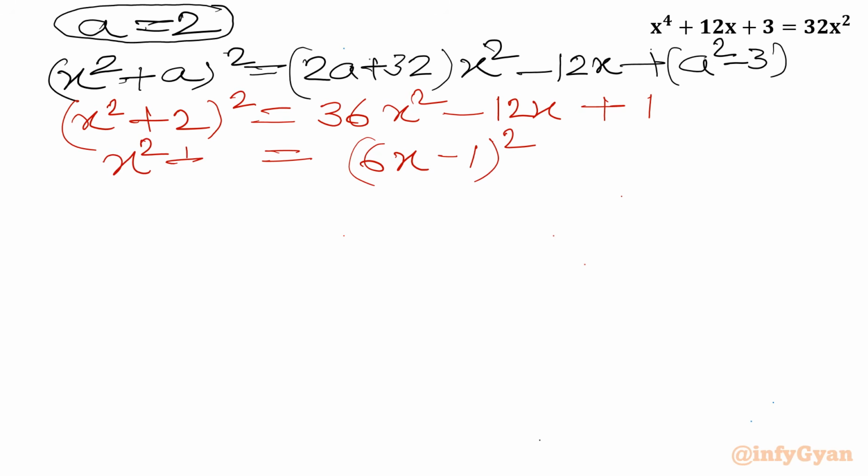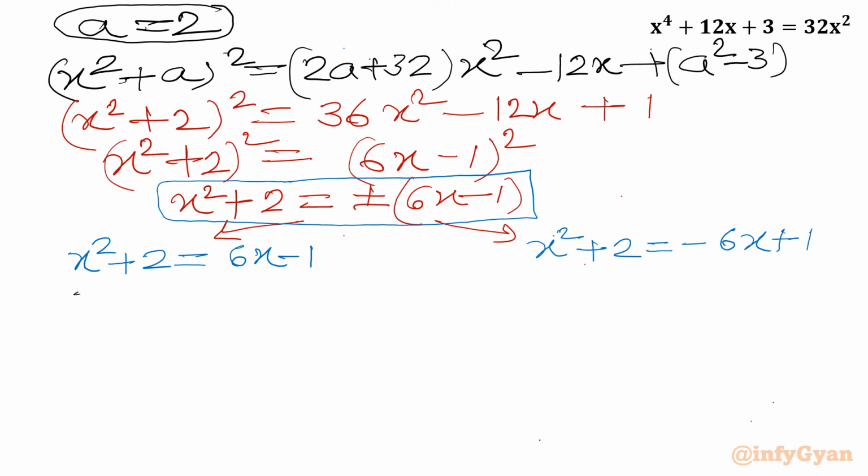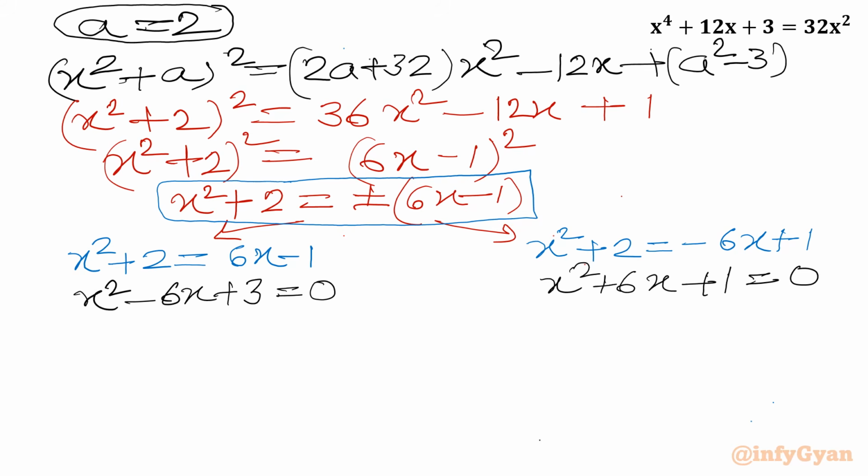Now I will take the square root of both sides. So I will be getting x square plus 2 equal to plus minus of 6x minus 1. So I can write two equations from here. First one with plus sign, second one with negative sign. Here it is. Now I can write x square minus 6x plus 3 equal to 0, our first quadratic equation, and x square plus 6x plus 1 equal to 0, our second quadratic equation.